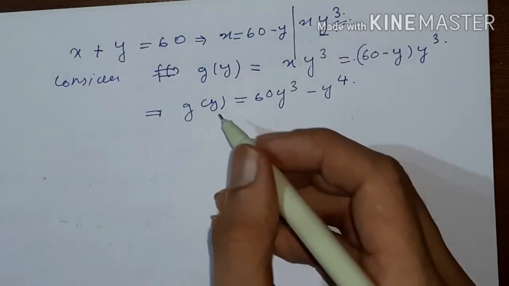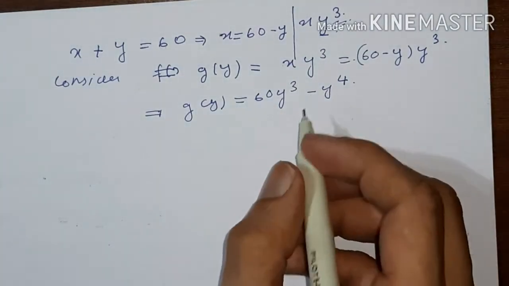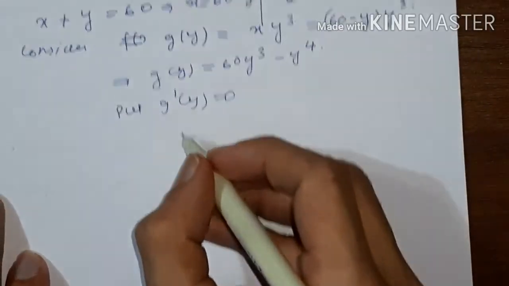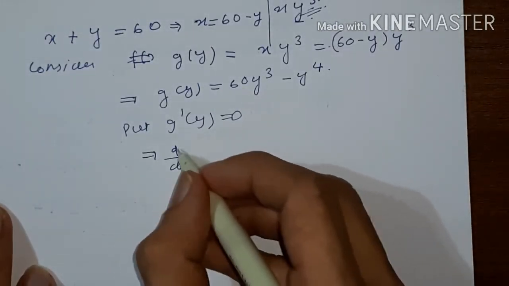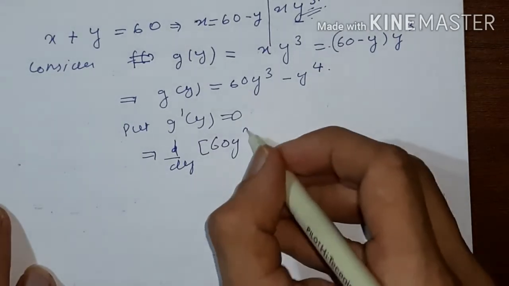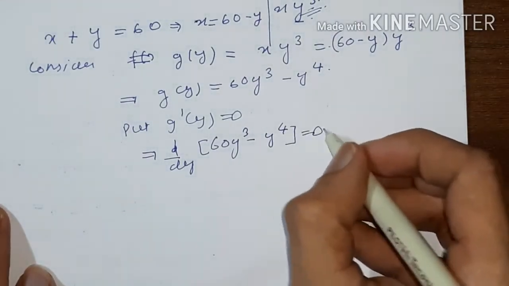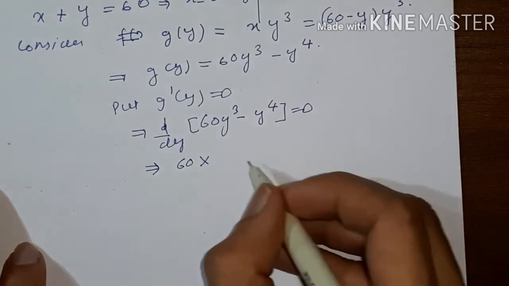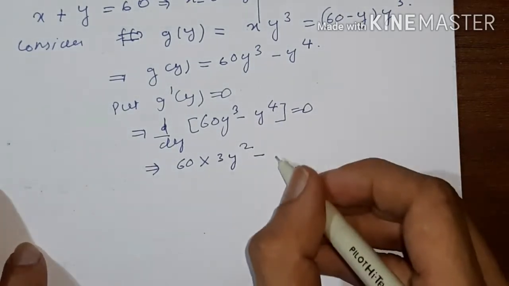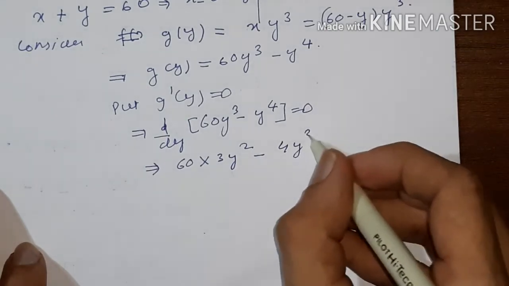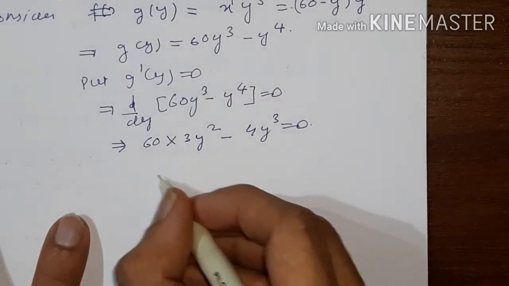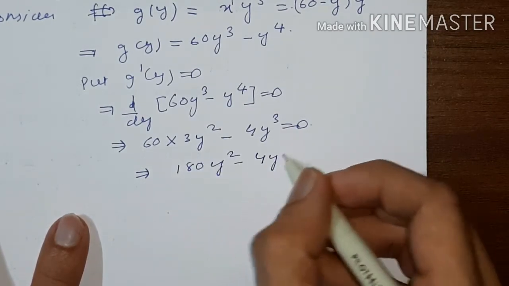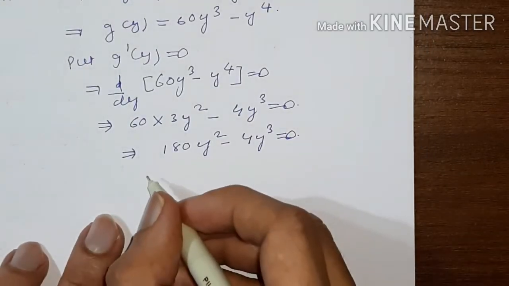Now we have to find the maximum of this function. For that we put g prime of y equal to 0. That means the derivative of g, that is 60 y cube minus y raised to 4, is equal to 0. So that means 60 multiplied by the derivative of y cube, which is 3y square, minus the derivative of y raised to 4, which is 4y cube, equal to 0. That means 60 multiplied by 3 is 180 y square minus 4y cube equal to 0.